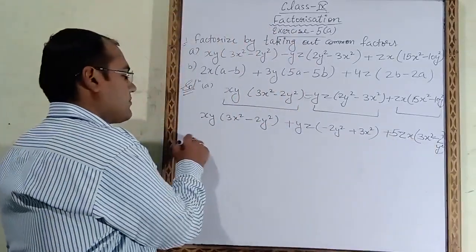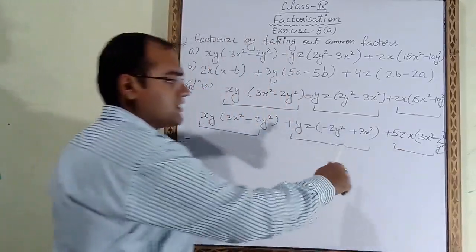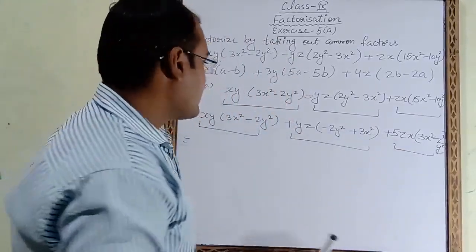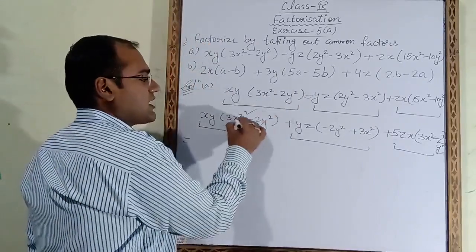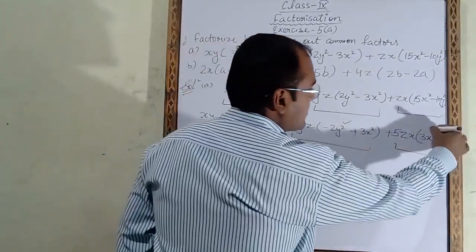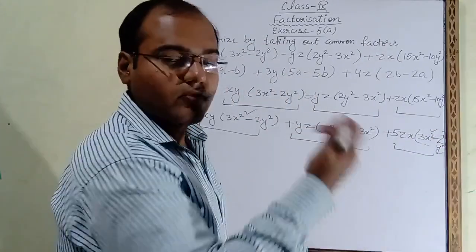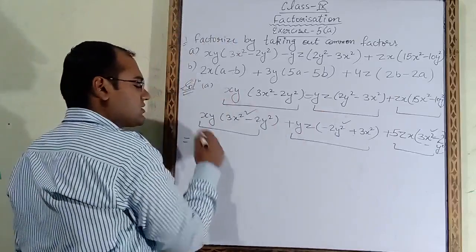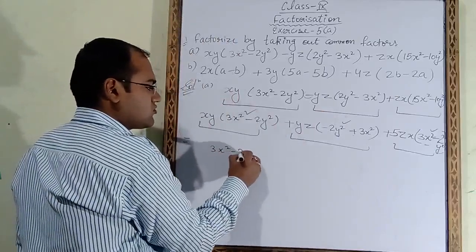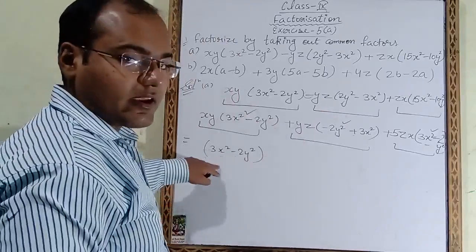Now the next step is, from these three terms we will take common. Which term will we take common? 3x square minus 2y square. This term is coming in all the three terms, so we will take it common. When we take this 3x square minus 2y square common, you have to write it in a bracket.